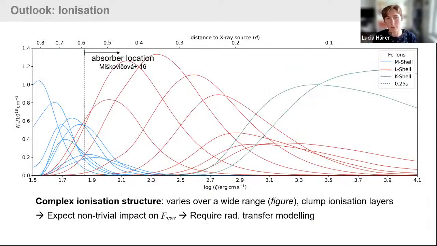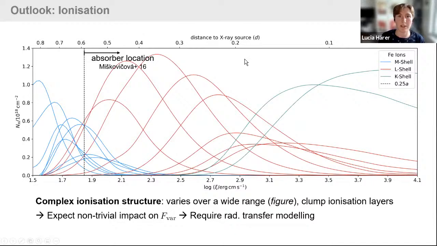One factor that I haven't much talked about so far is ionization. For our model, we fixed ionization at a certain value, but in reality, the ionization structure is really complex. This is what this figure shows up here. Here you can see the population of different iron species. And shown down here is the ionization parameter.